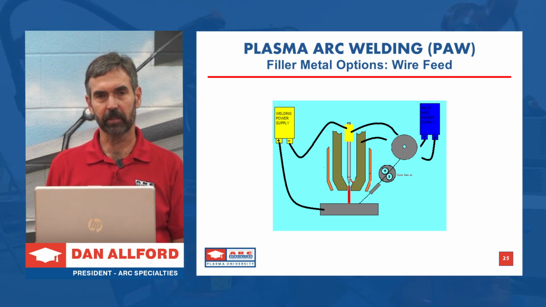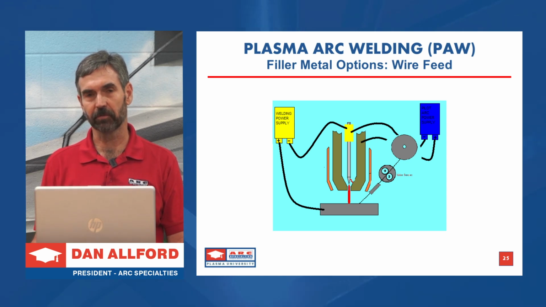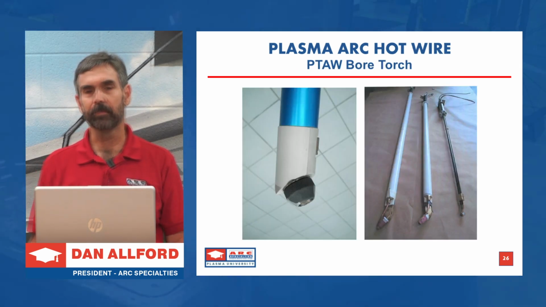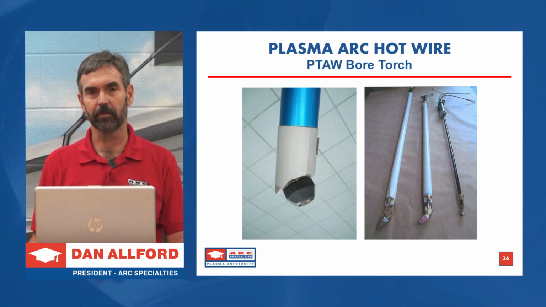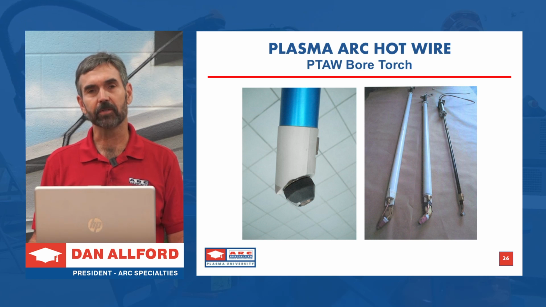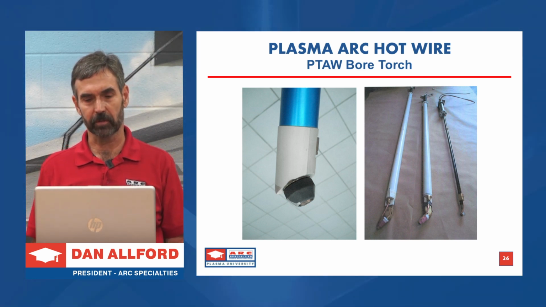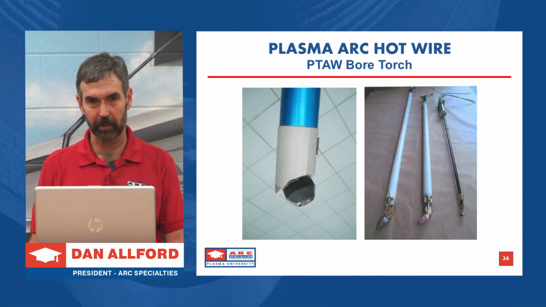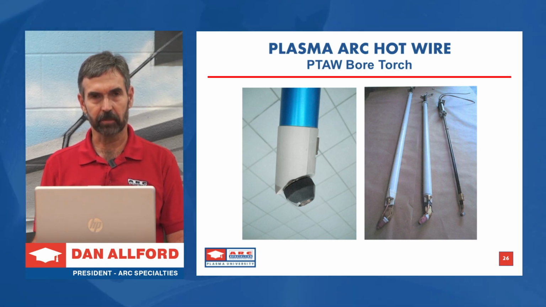But this is a good technique if you need to have a joint that needs to be filled with additional filler material, or you want to change the chemistry of your weld joint. Of course, as we mentioned on TIG earlier, you can add a hot wire power supply to your wire feed system and then preheat the wire as it's flowing into the puddle, increasing deposition rate and your productivity. So I've got an example of that. This is a bore torch, which is plasma, but it uses hot wire to increase the deposition rate.